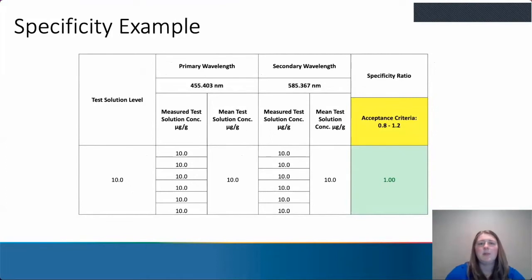So here's an example of how to demonstrate specificity. This is from a special project that we did in collaboration with a customer. The same solution here was analyzed for barium at 2 different wavelengths. Then the ratio was calculated, and we found that to be 1, which is in the acceptable ratio range as shown in the yellow and also the green.